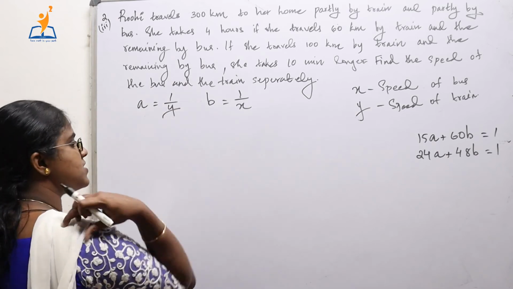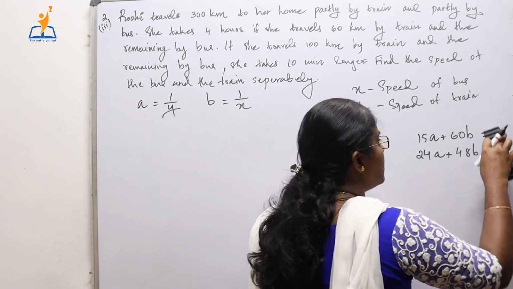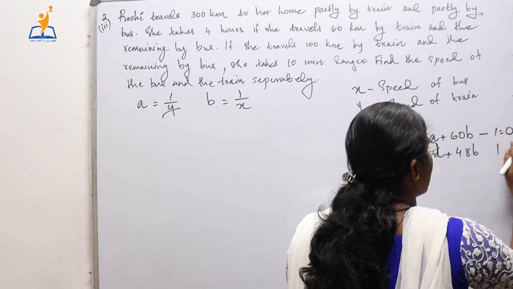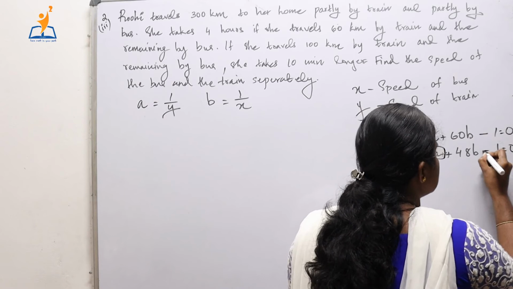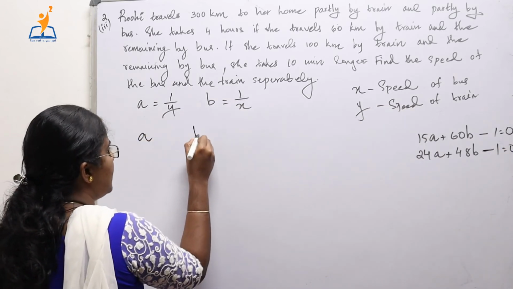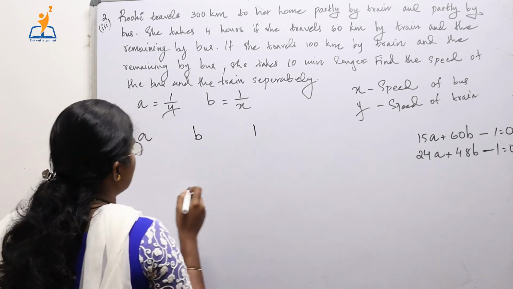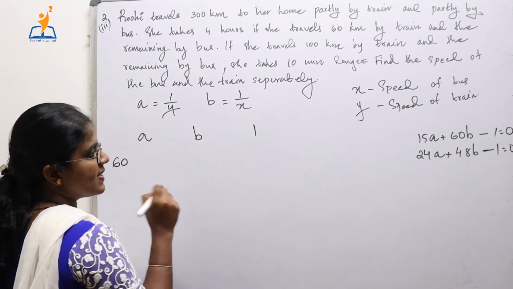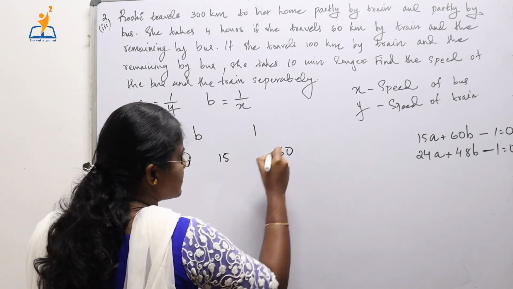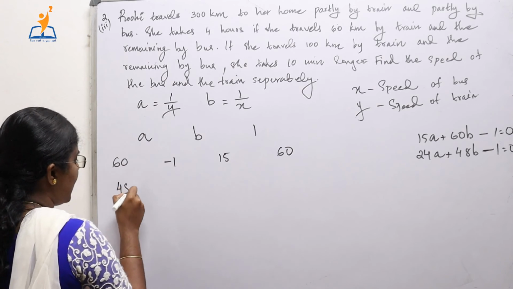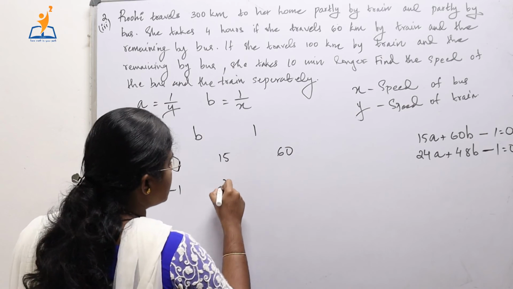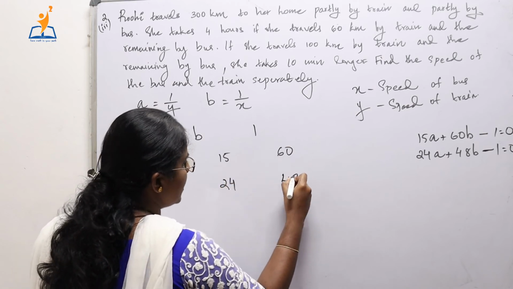What is the cross multiplication method? For that, first of all, we want to move this to the general form, that is minus 1 equal to 0. Again here also minus 1 equal to 0. Now we want that diagram, that is a, b, 1, and we want the numbers 60, minus 1, 15 and 60 here. Again 48, again minus 1, again 24 and 48.